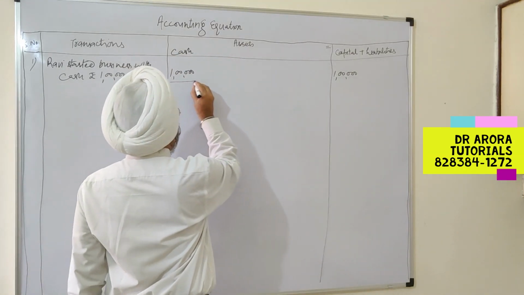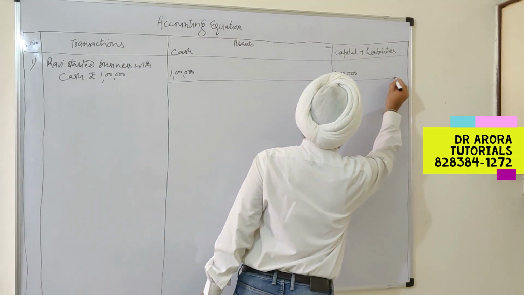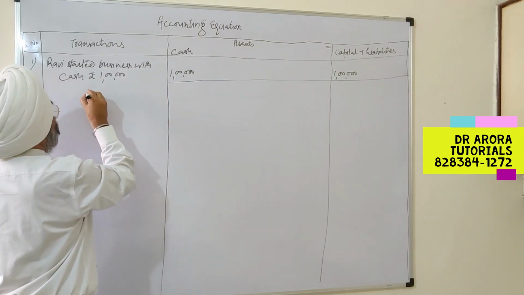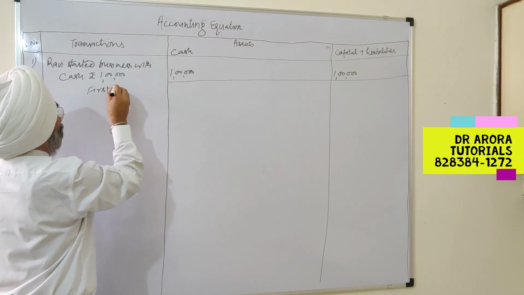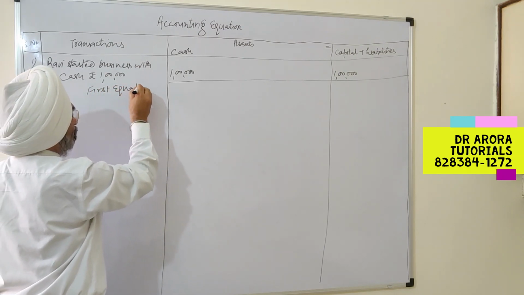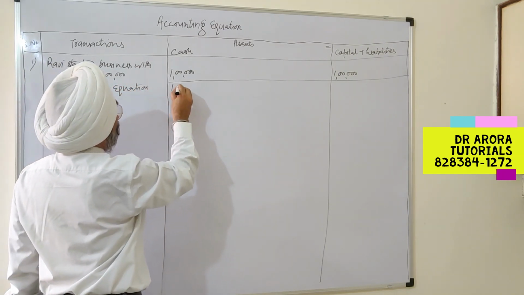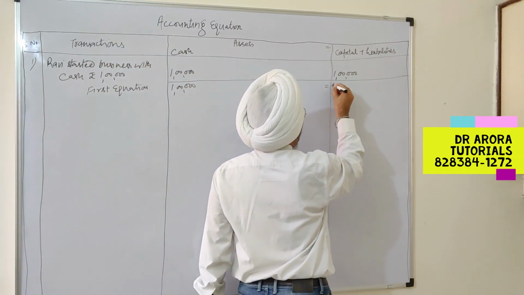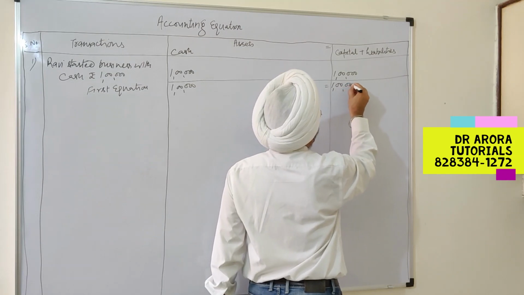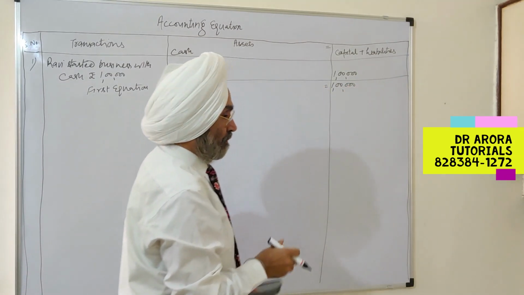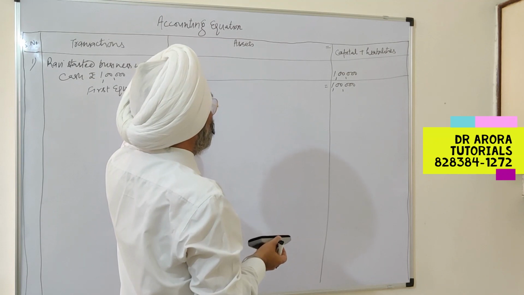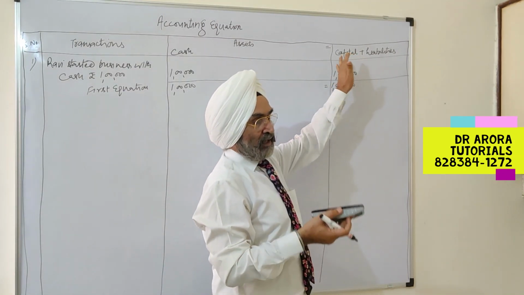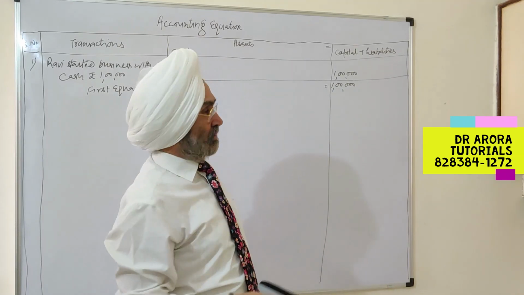These two sides, this is our first equation. 1 lakh cash is equal to 1 lakh capital. This is equal. Our cash has increased. At the same time, the capital of the proprietor has also increased in the business.